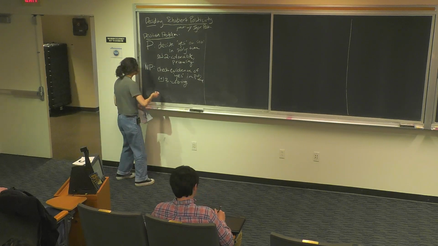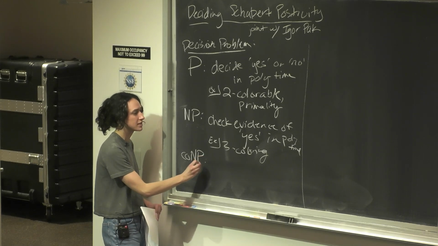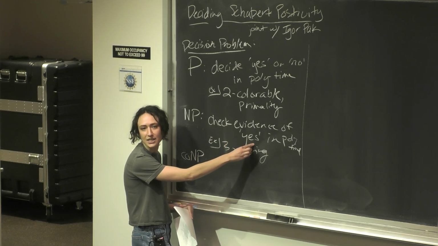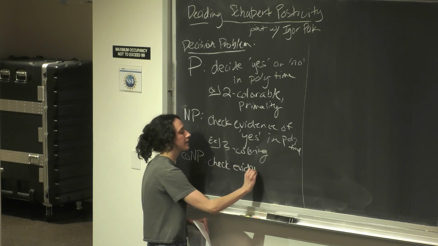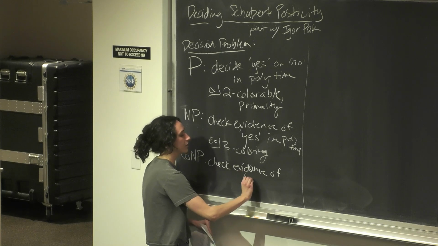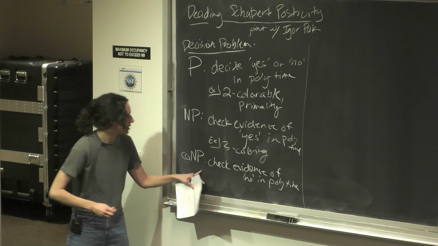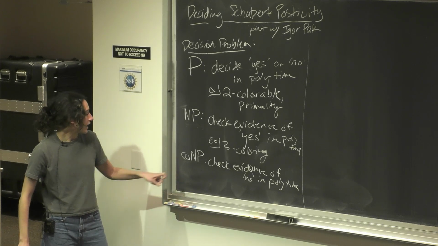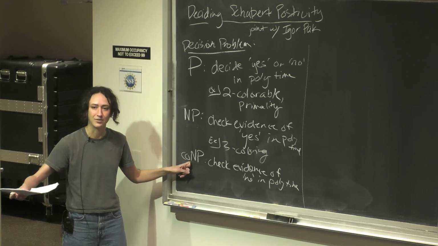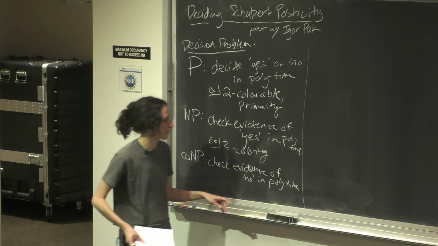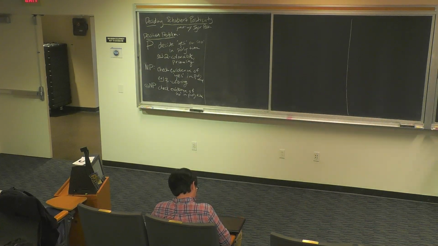And then a co-class is just doing the opposite, yes versus no. So this is checking evidence of no in polynomial time. An example of a problem in here would be integer factorization: does there exist a factor of at least a certain size of a given integer?